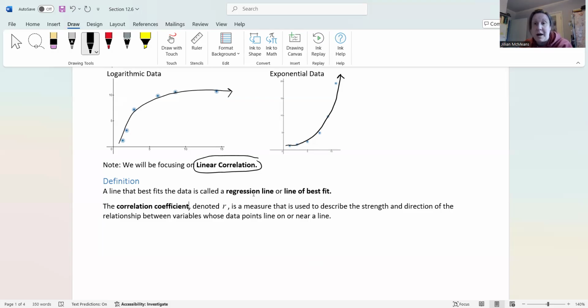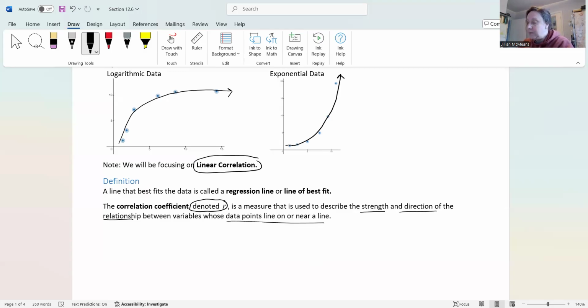And there's some information about the correlation coefficient that I need to share with you. First of all, the correlation coefficient is denoted with a lowercase r. Luckily, this is something that we can get on the calculator. We will have to do a little setup on our calculator to get it to show us the correlation coefficient, but the calculator will calculate this. And you'll be thankful when you see a formula for it because the formula is bananas, okay? The correlation coefficient, again, denoted r, is a measure that describes the strength and direction of the relationship between variables whose data points lie on or near a line, okay?